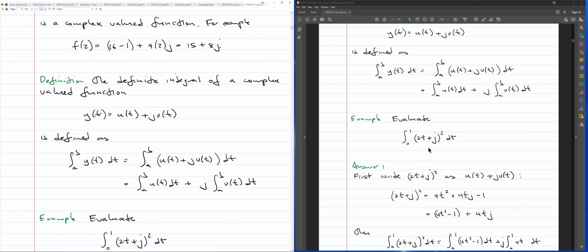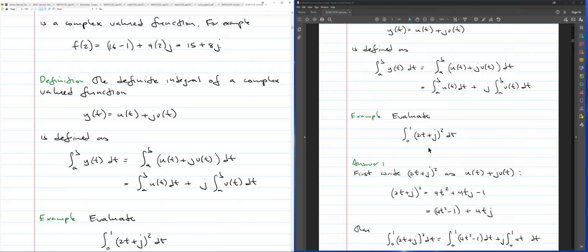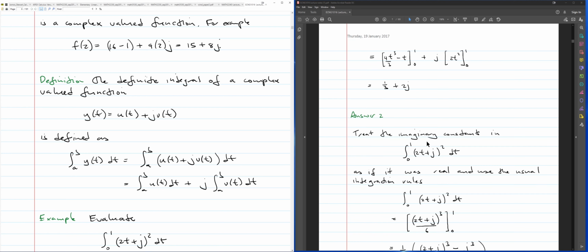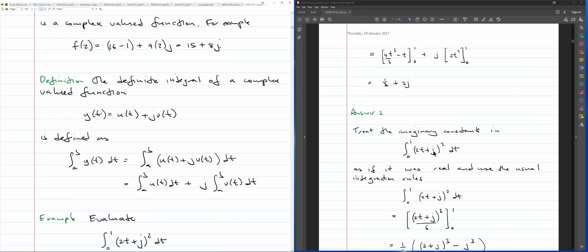But the next way, and this is the way we're going to use when we're doing our Laplace transforms, is that if we want to integrate, you just treat this imaginary constant as if it were a real constant. You're not going to use any special rules or laws. You just use your normal integration rules, as if the j was just a real number.